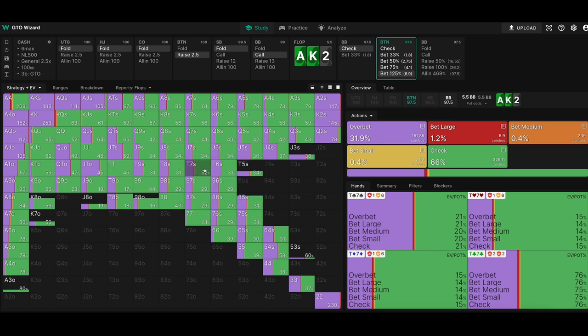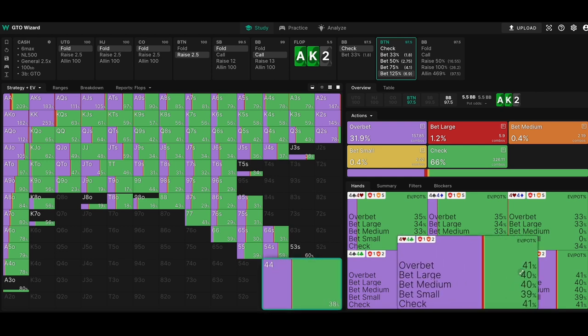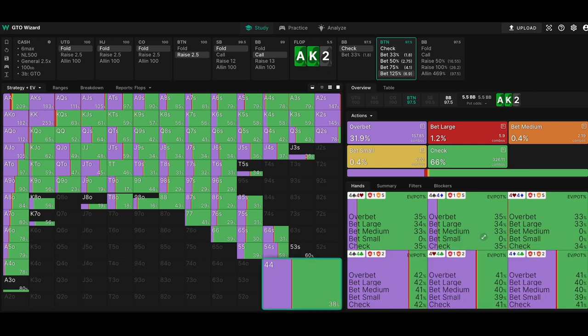So we need to start mixing in some of these air balls that do have good future blockers into that range. Another range that you probably are missing is a hand like pocket fours with a club. This is a pretty big thing to miss, because what can happen is if your opponent knows that you don't have enough bluffs on future runouts, he'll just start overfolding. So we start mixing these in.